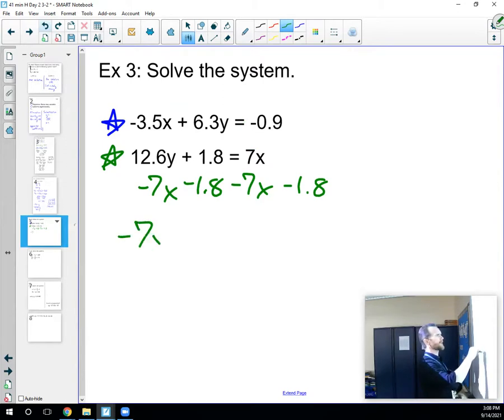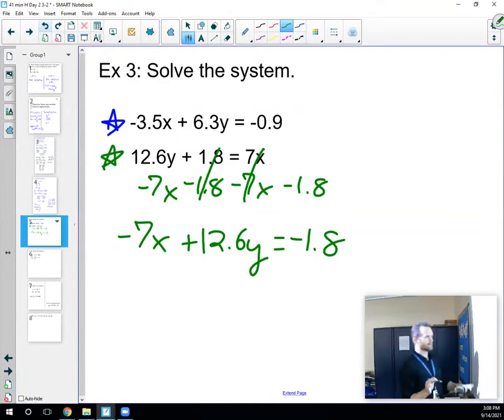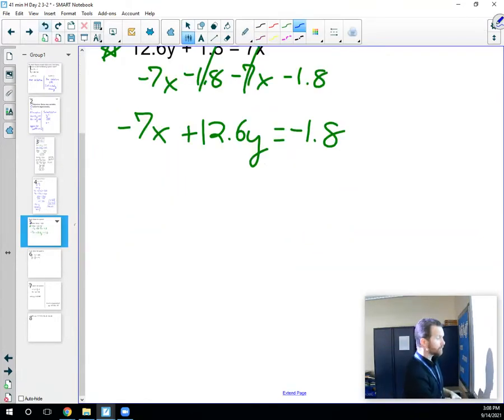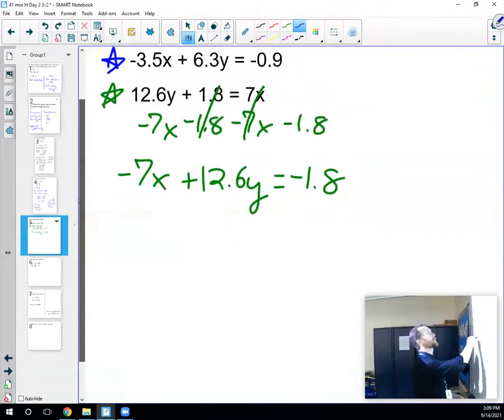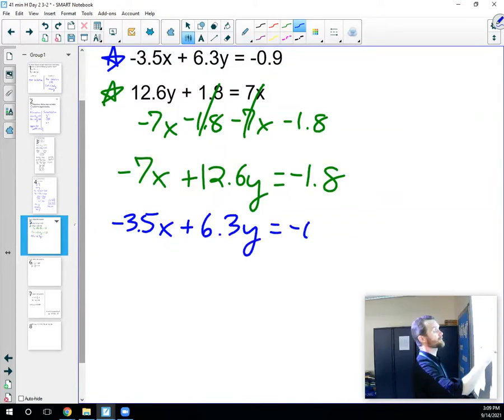So this green becomes negative 7x, and then we want the y, so it's plus 12.6y equals negative 1.8, because this canceled out and that canceled out. Is that correct? Yep, it looks good. Now we can just take our blue and rewrite it down here, the blue equation, I should say. So it's negative 3.5x plus 6.3y equals negative 0.9.